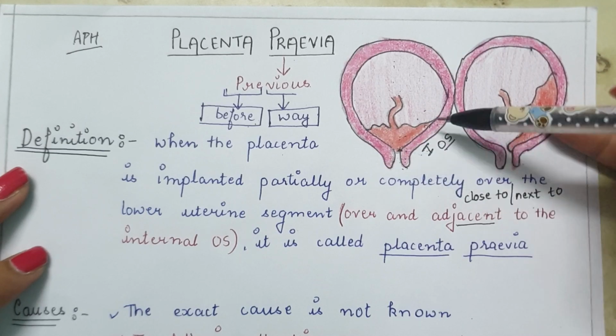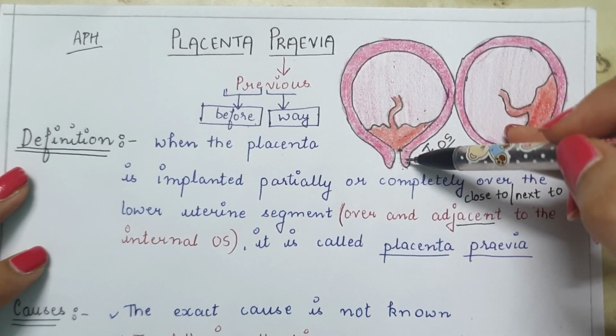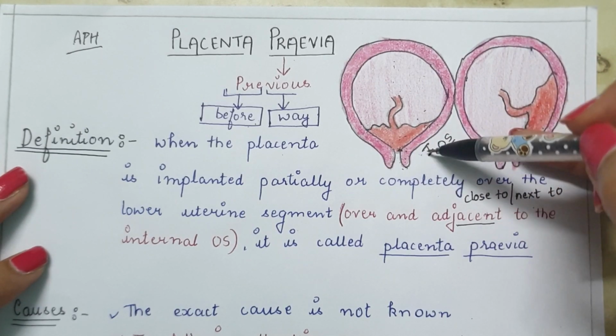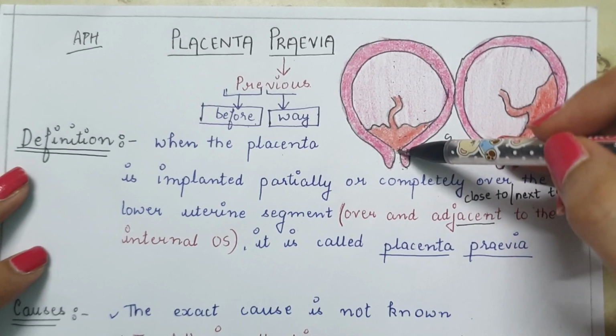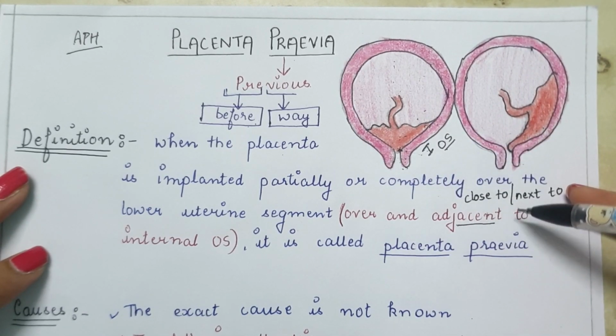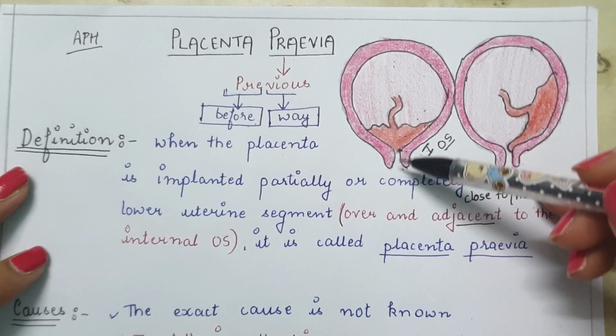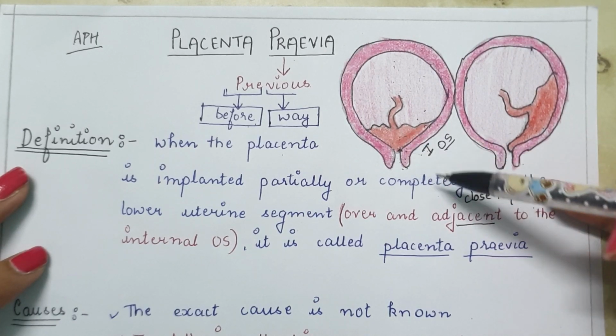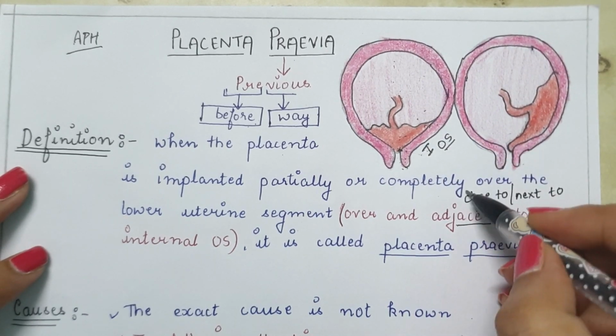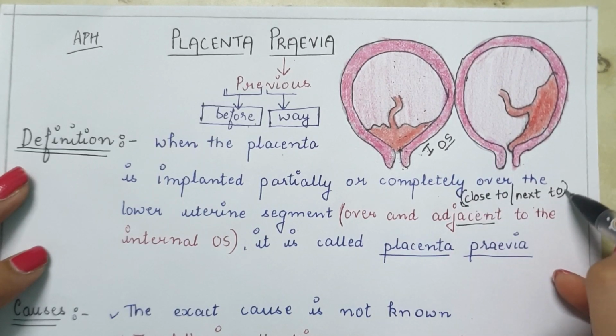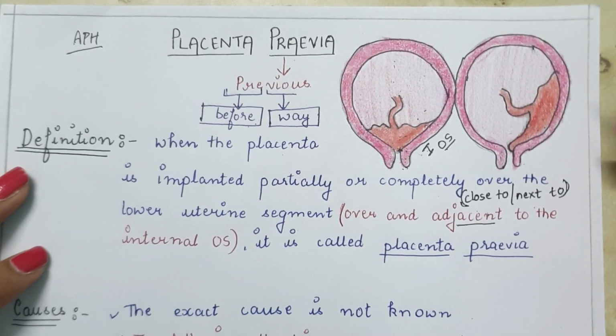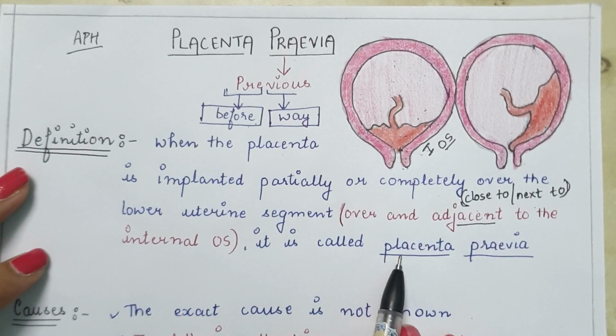What is the internal os? The point where the cervix and the uterus meet is known as the internal os. So the placenta is present over the internal os, and adjacent means close to or next to the internal os. It is called placenta previa.